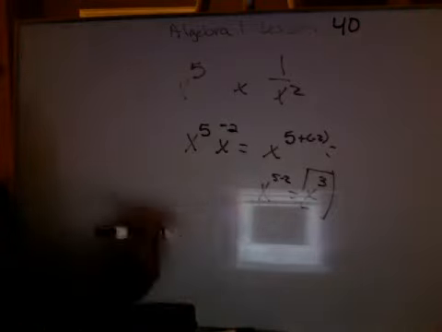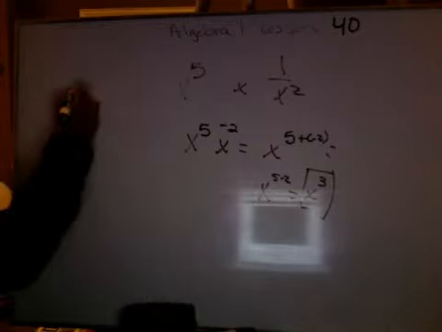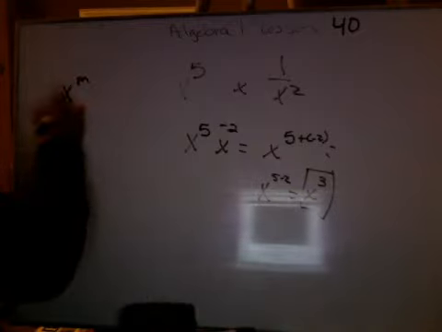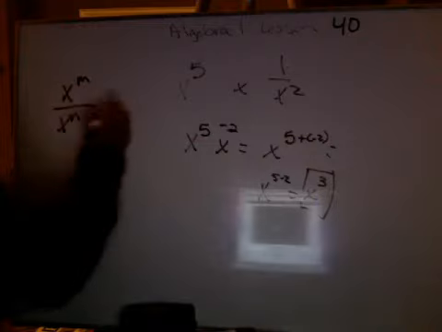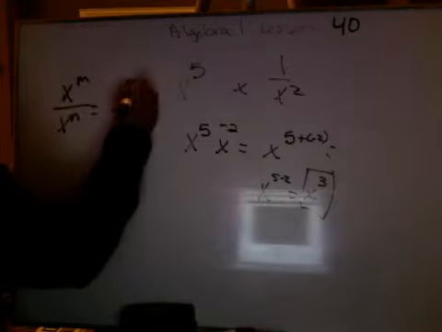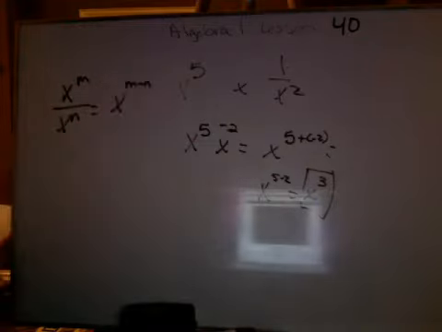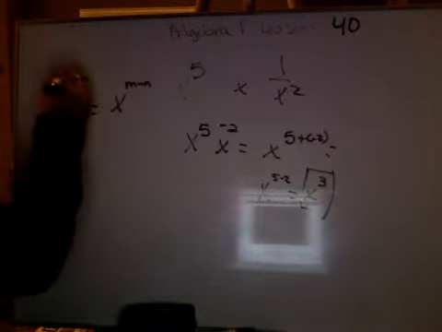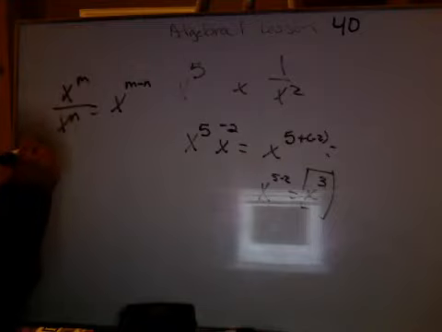So now we can do the same thing, but in one step with the quotient rule. And the quotient rule says if you have x to the m divided by x to the n, then you have x to the m minus n. It's important that you know this. It's the power of the numerator minus the denominator.